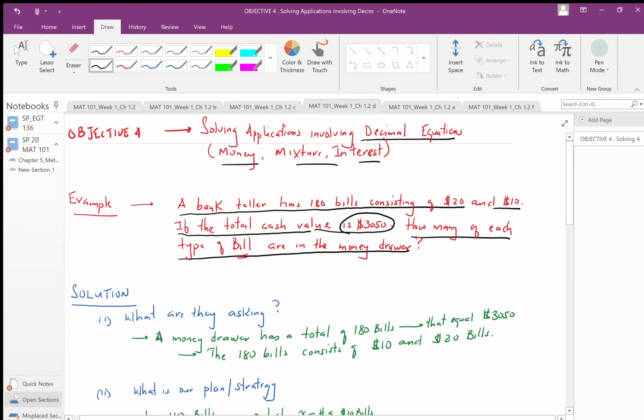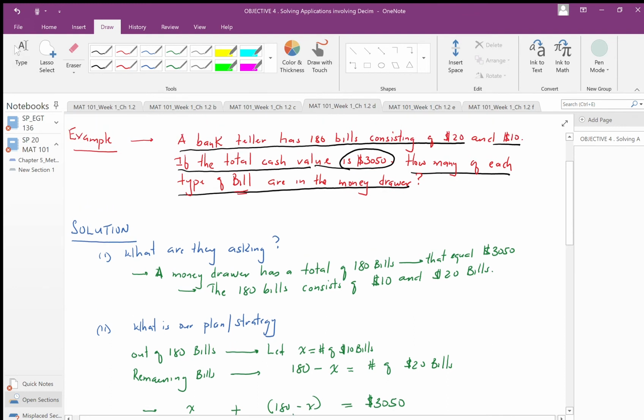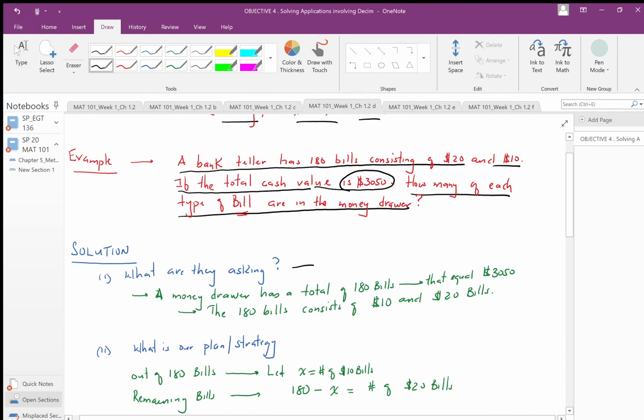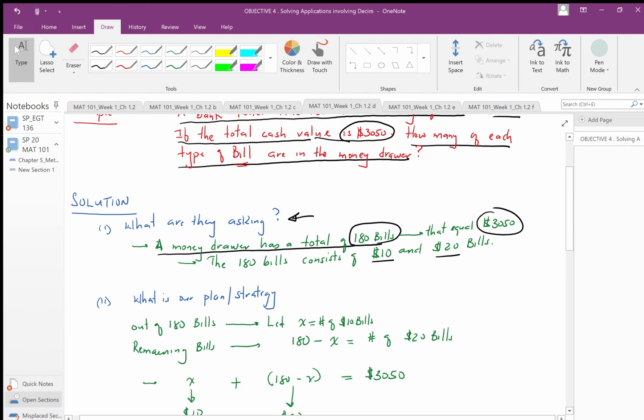Now, what is the question asking? Okay, so the question typically is asking us, we have a money drawer with a total of 180 bills. And those bills consist of $10 and $20 bills, right? And they equate to $3,050. Okay, so our strategy could be, well, let X amount of bills be $10 bills, right? And what's not $10 bills, let that be subtracted from 180, which will equal the $20 bills.